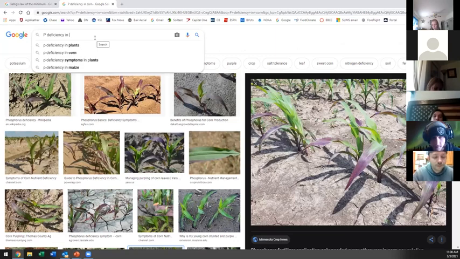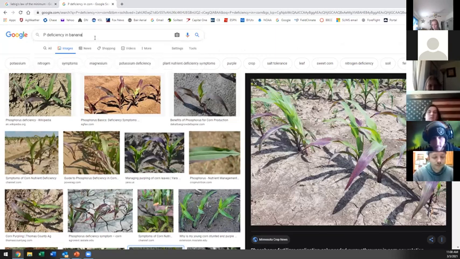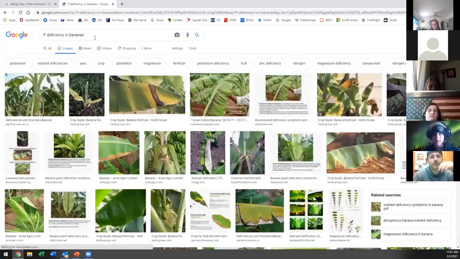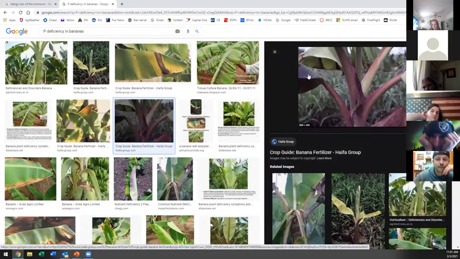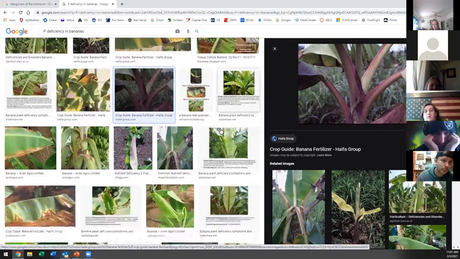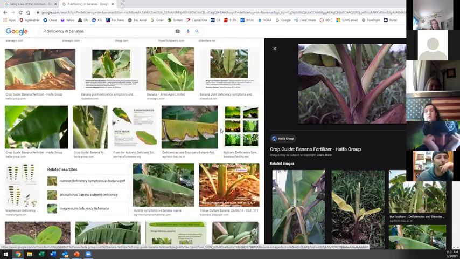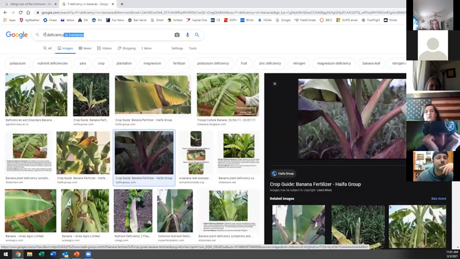Let's look at something weird. Let's look at P deficiency in bananas. Holy crap, that's turning purple too, isn't it? And it's in the older tissue. Dang. So yeah, pretty consistent.